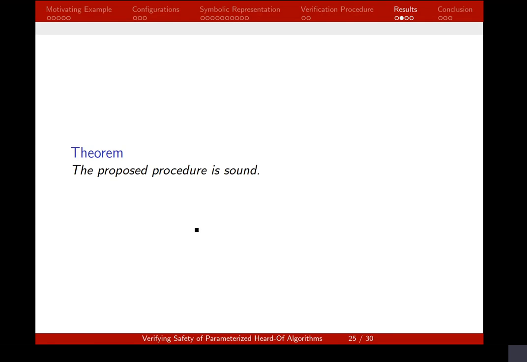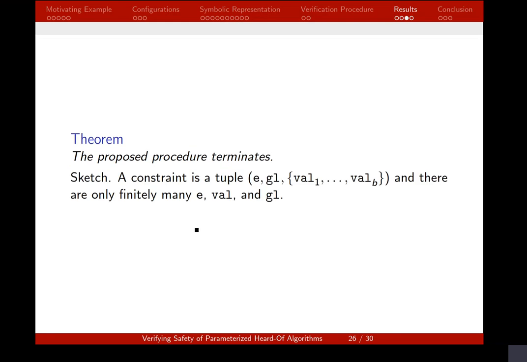We have one theorem that says the proposed procedure is sound. We have shown a sketch of its proof in the paper. Being sound means that if the original program that we want to verify is buggy, our approach will never report that it is safe. We have also shown that our proposed procedure terminates. This is because in our analysis, we only generate finitely many constraints.